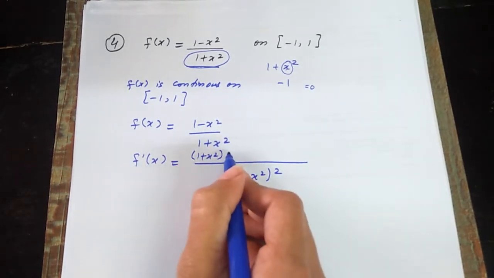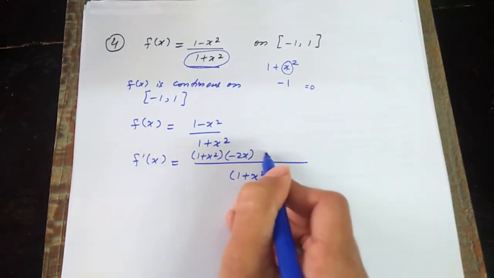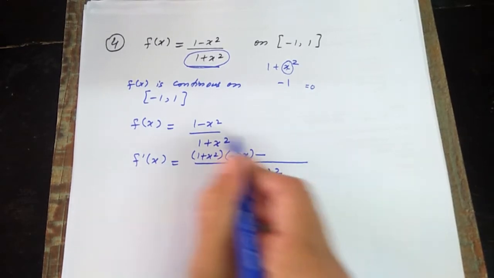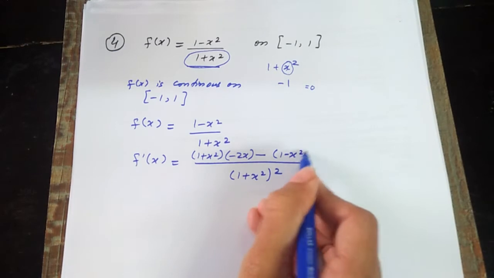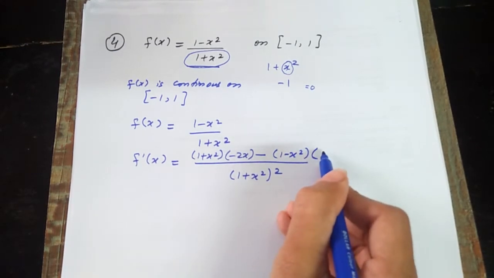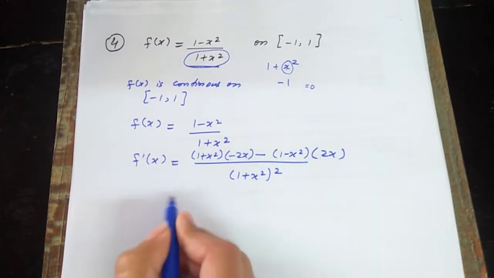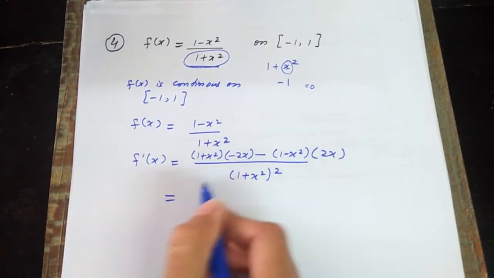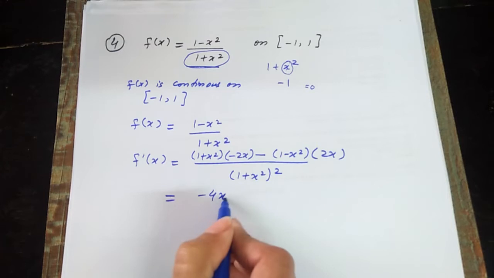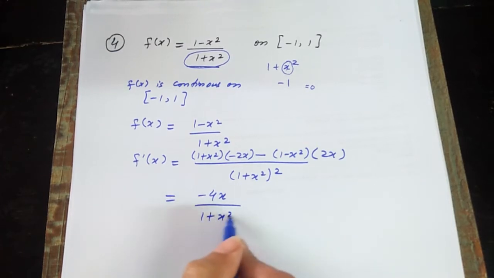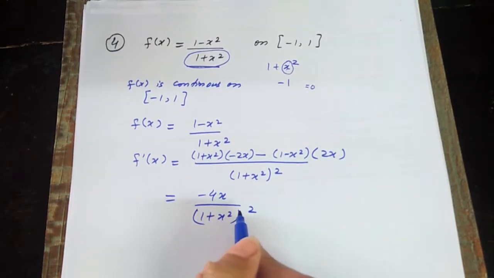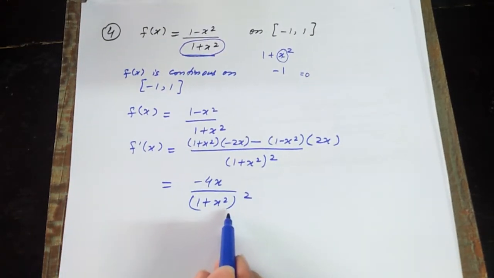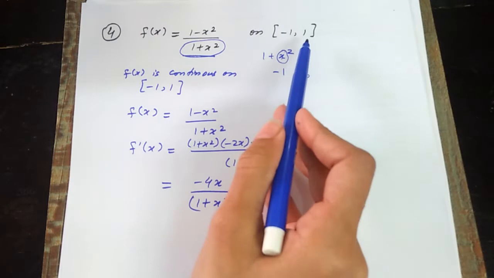The derivative of the numerator will be minus 2x, then the formula's negative, then this numerator as it is, and the derivative of the denominator is plus 2x. Simplify all these values, multiply the brackets and open, and we will get minus 4x over 1 plus x square whole square. Now we have to check whether this derivative is continuous on this interval or not.